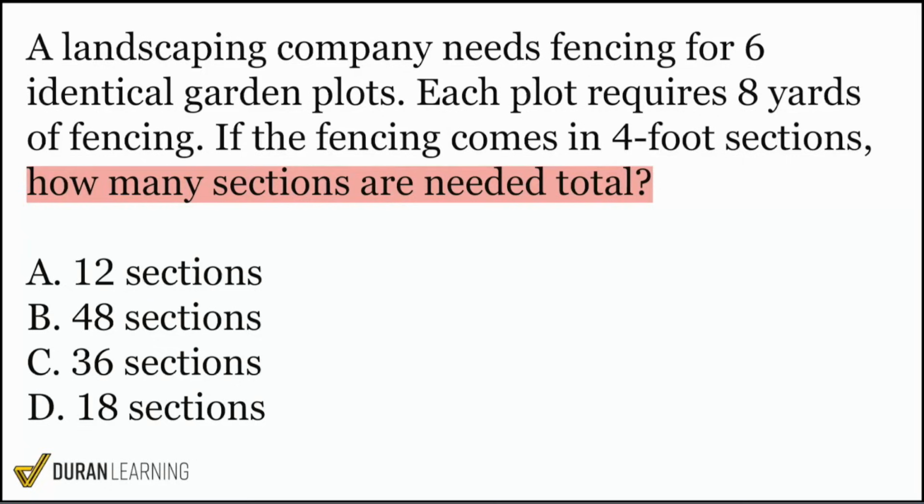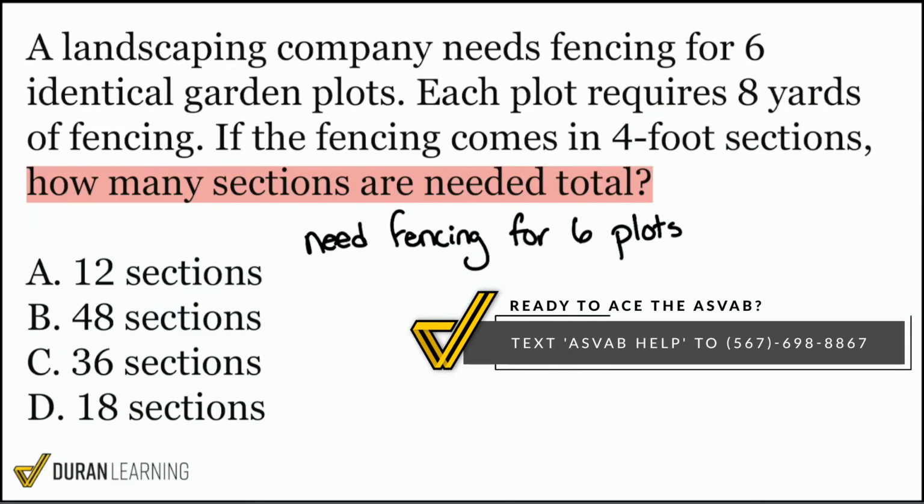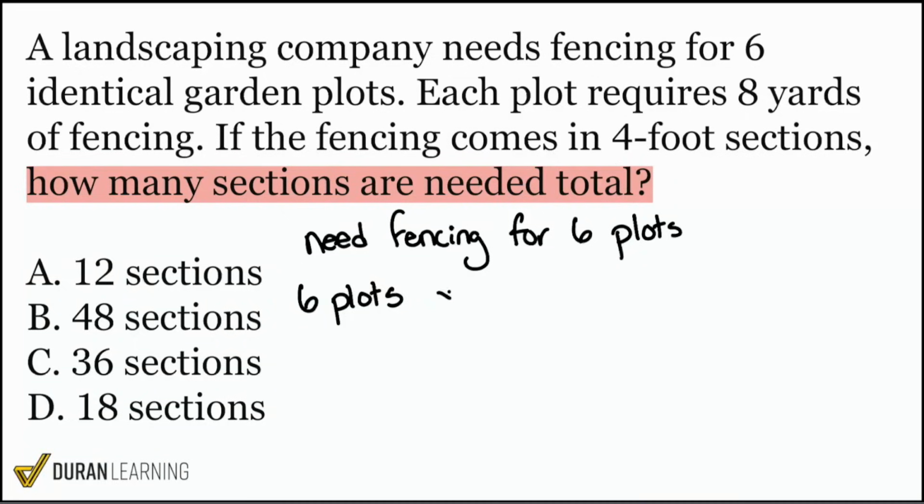Here we go. It says, a landscaping company needs fencing for 6 identical garden plots. Okay, so what does that tell me? I need fencing for 6 plots. So that's the first sentence. And then it says, each plot requires 8 yards of fencing. Okay, so each plot, so 6 plots, each of them requires 8 yards. So we're going to multiply each of them by 8 yards, and that'll tell me how many yards we have.